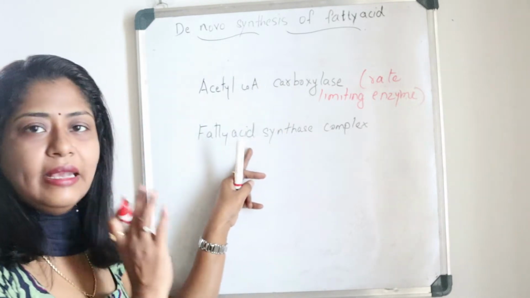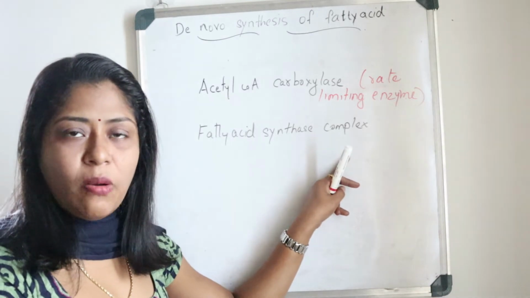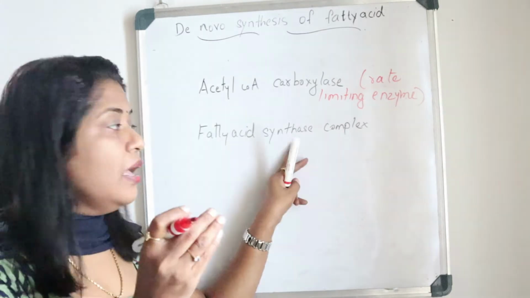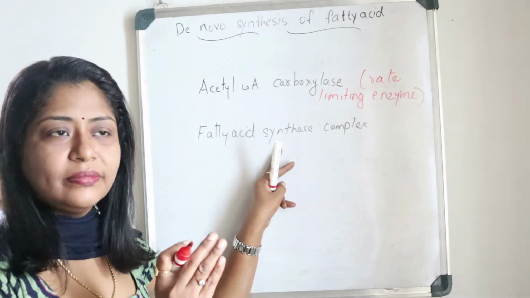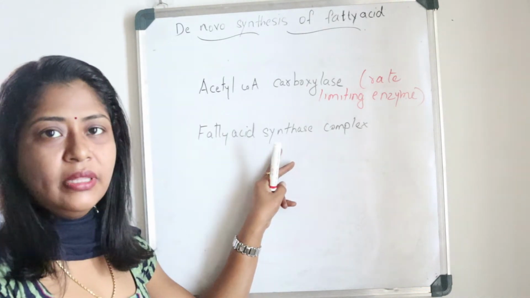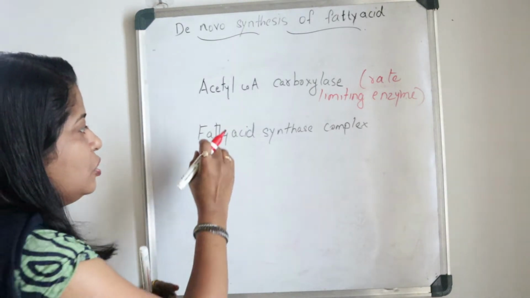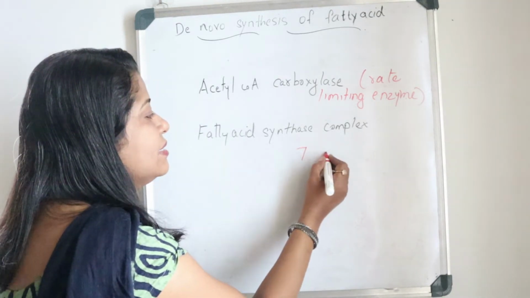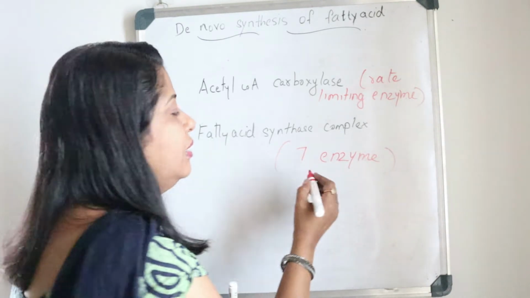Again comes another enzyme system, a multi-enzyme complex, that is fatty acid synthase complex, and actually it is a dimer comprising 7 enzyme activities. This fatty acid synthase complex I have explained in another video, otherwise it will be too lengthy. So you just go and check that video also, about how the fatty acid synthase complex functions. So basically, the fatty acid synthase enzyme has 7 enzyme activities, and it is organized as a dimer.